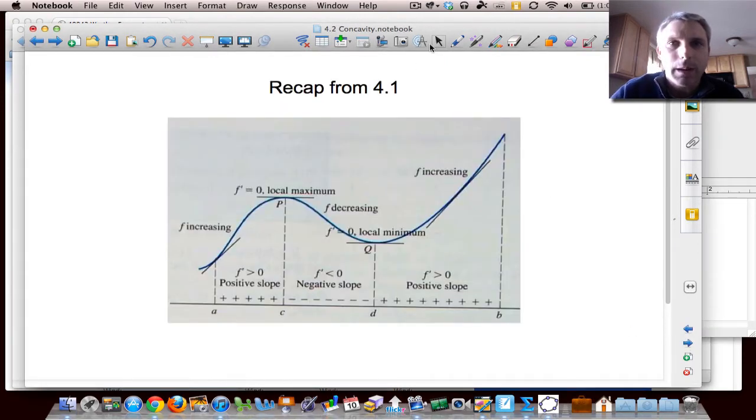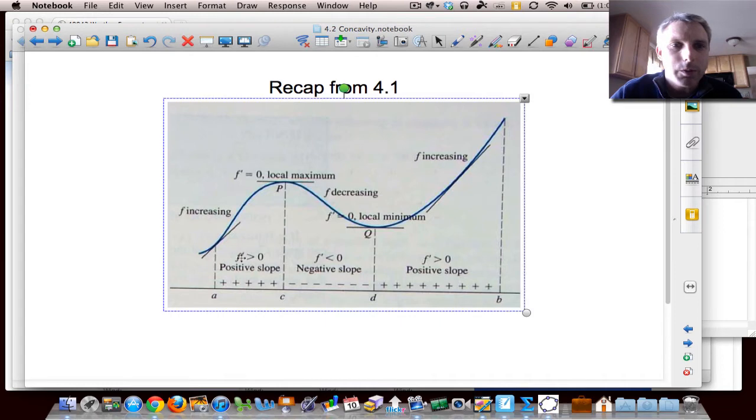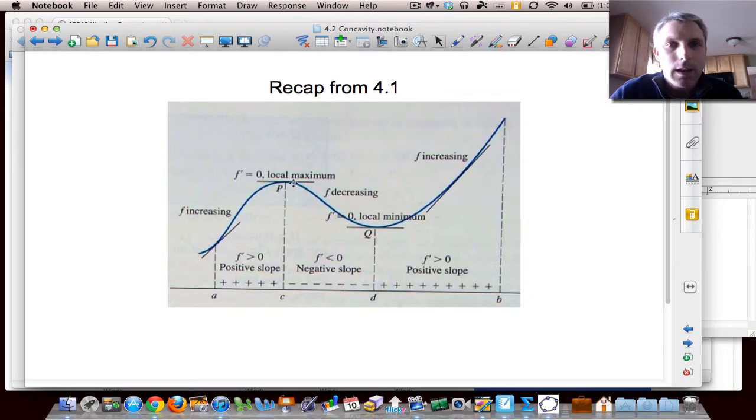So first, a little recap on where we left off. Recap from 4.1. We talked about when the slope was positive, f prime greater than 0, it meant it was increasing. We know that we have local maxes and mins when the first derivative is 0. And we know that when the slope is negative, this graph is decreasing, f of x, the original. So we have increasing, positive, decreasing, negative, mins and maxes, locals, derivative 0.